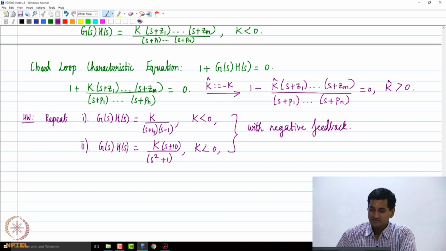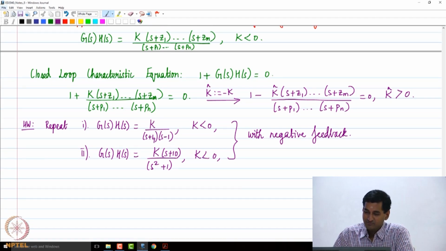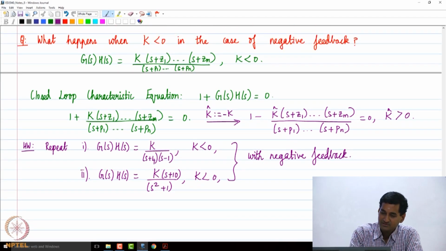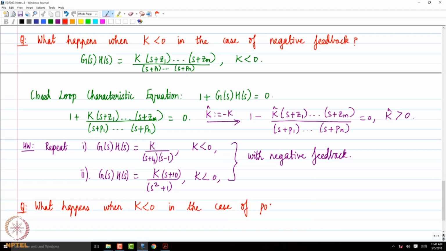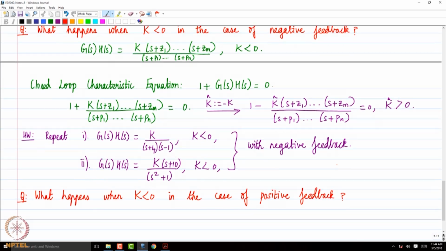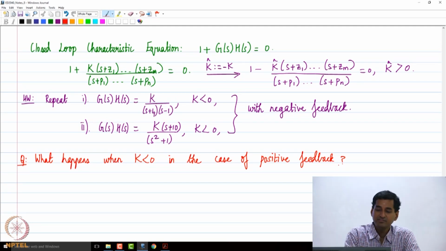Now let me ask you the follow-up question. I think the answer would become obvious to you by now. The follow-up question that I am going to ask is: what happens when k is less than 0 in the case of positive feedback? The answer is pretty obvious, right? If you have positive feedback, what do you think will happen to the closed loop characteristic equation?